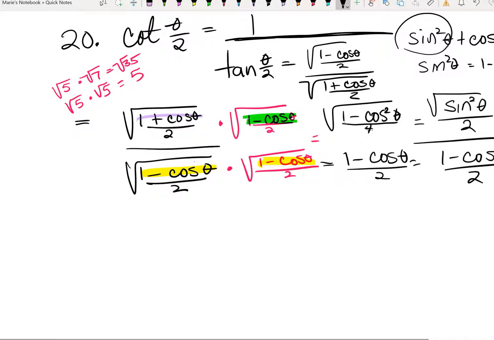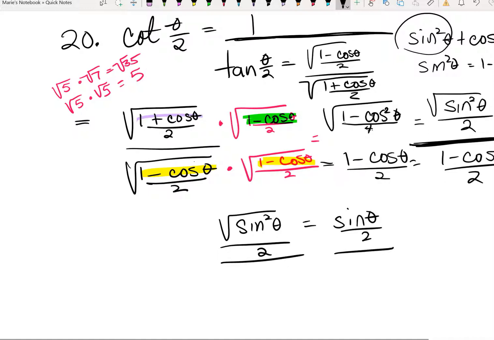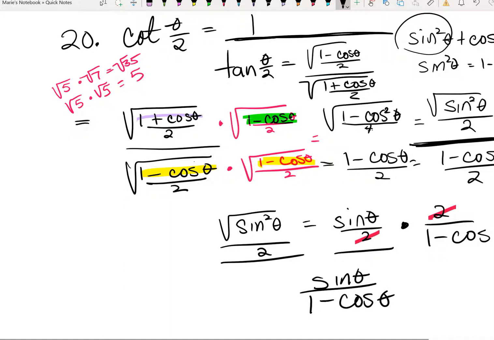Guess what we do again? Here's a fraction bar. You've got two fractions, so we're going to keep, change, flip. So we know now that the square root of sine squared theta, obviously that's going to give us the numerator of sine theta over 2, and this over 2 stays here, times, in this case, 2 over 1 minus cosine theta. If you remember, these two guys cancel out. And now you're left with sine theta over 1 minus cosine theta. And that, my friends, is number 20.